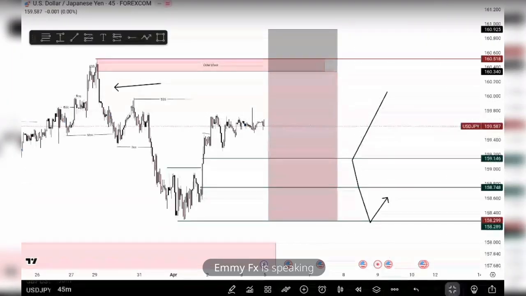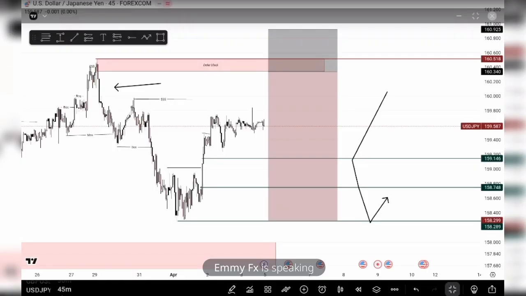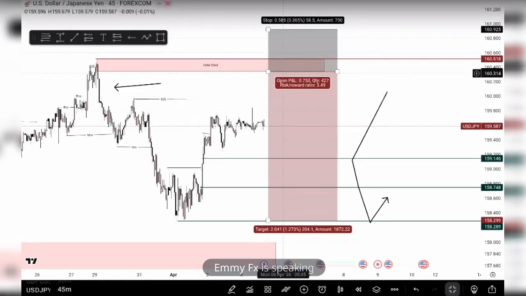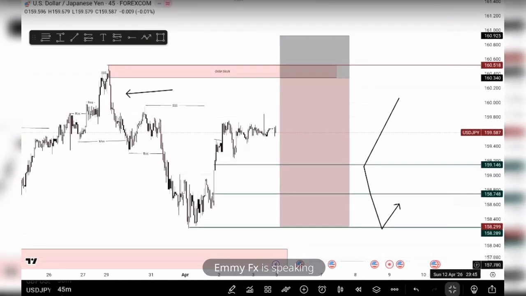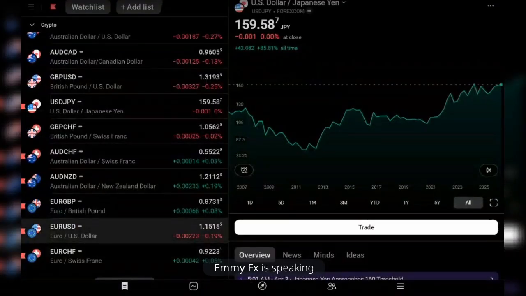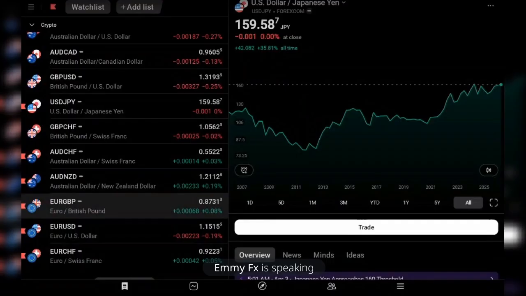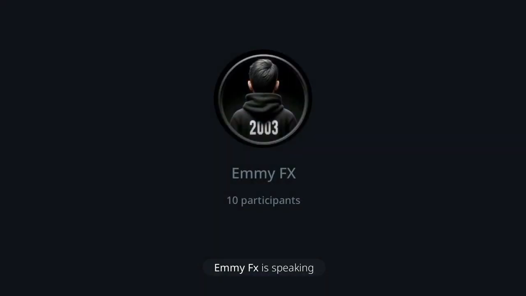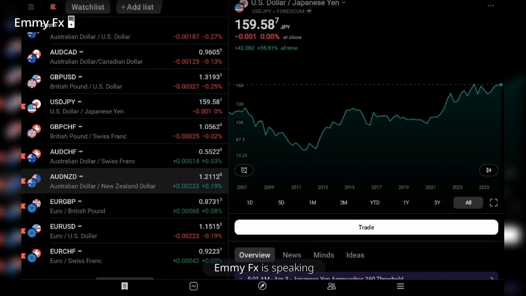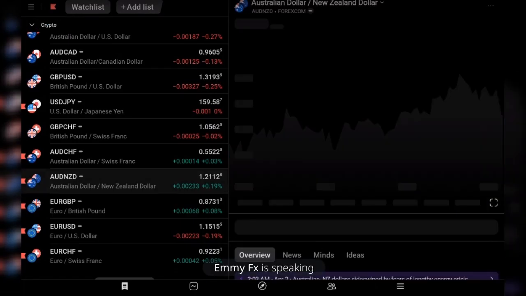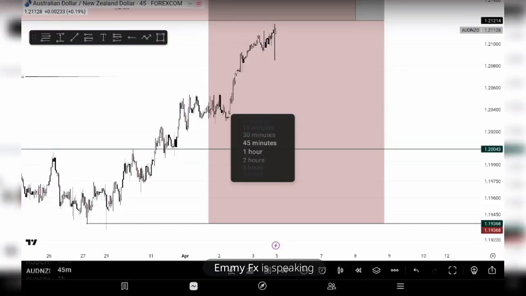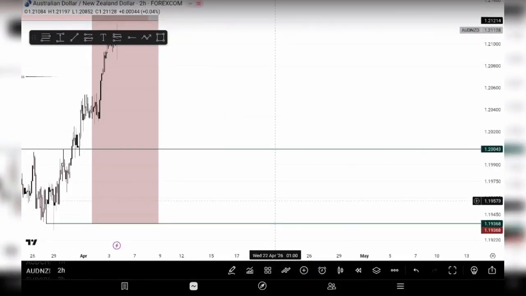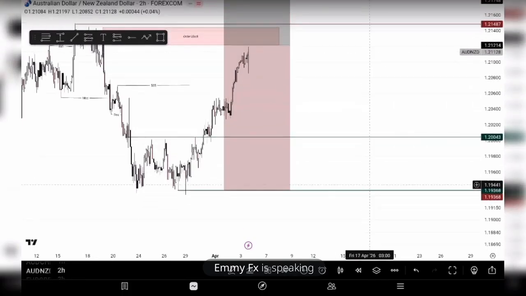Alright, so I also sent out this analysis to you guys. But maybe most of you would have forgotten about the analysis. But this analysis is all about a swing trade. It's a swing trade. So it's not a scalp. It's a swing trade. So it's for 2 hours, because I'm taking the setup from the 2 hour timeframe.